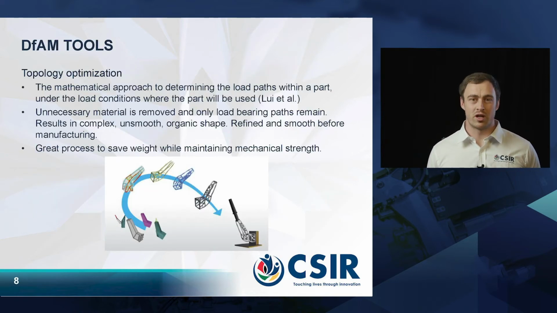The first tool I would like to speak about for design for additive manufacturing is topology optimization, which is the mathematical approach to determine the load paths within a part under the load conditions where the part will work. Any unnecessary material is removed and only the load-bearing paths remain. This results in a complex, unsmooth organic shape, which is then refined and smoothed before manufacturing. It is a great process to save weight while maintaining mechanical strength within a part.